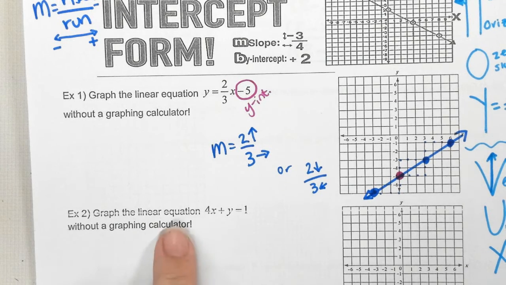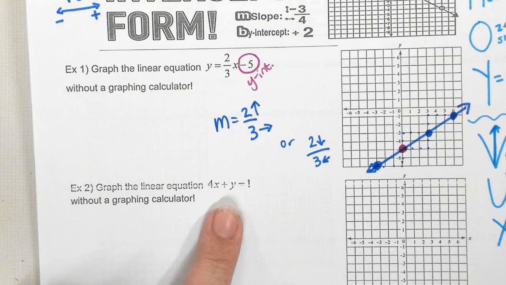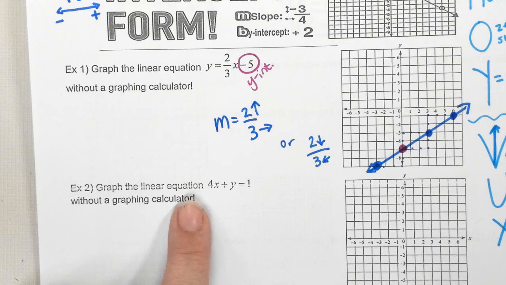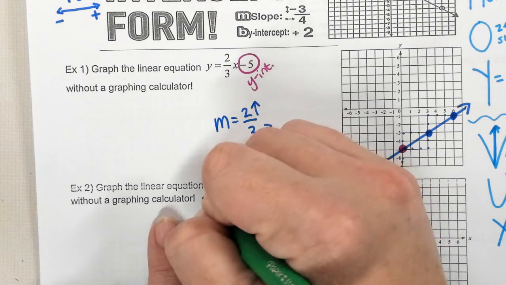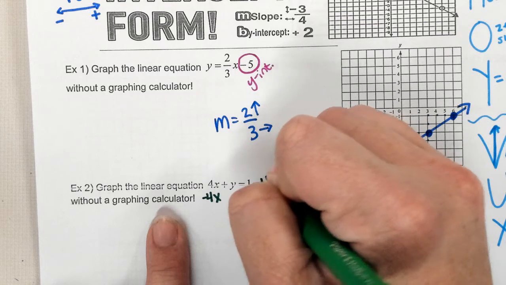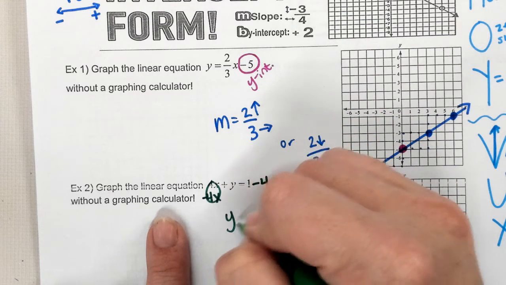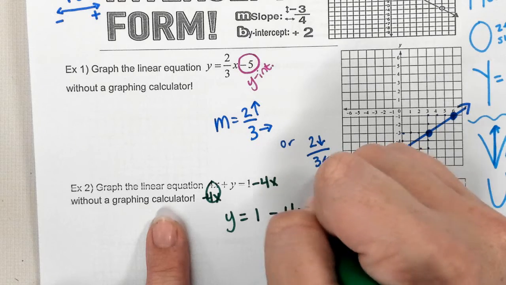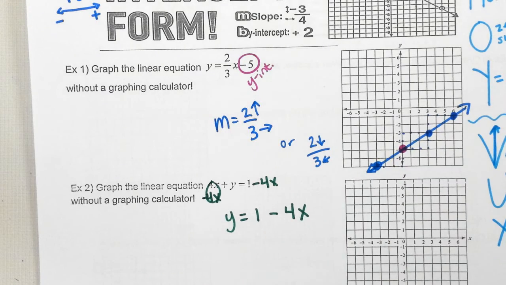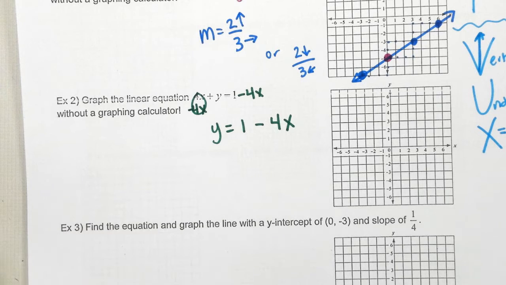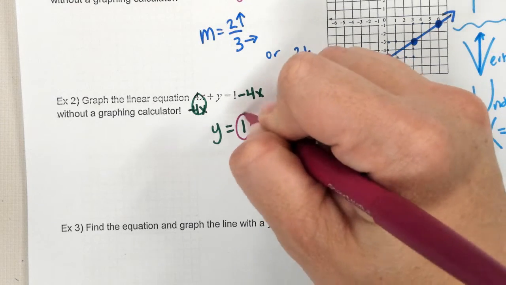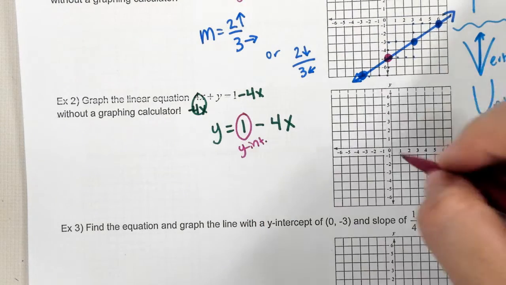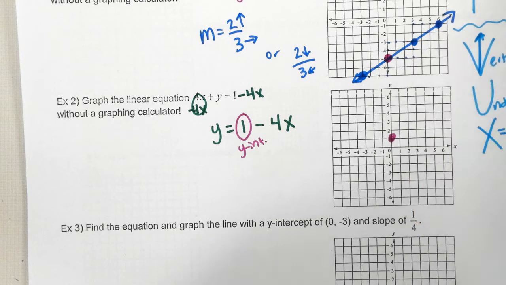Now this one says graph the linear equation 4x plus y equals 1, sorry. Is my y by itself? No, so I have to get the y by itself. What do I need to move? And how do I move the 4x? Minus 4x. So then I'm left with positive y equals 1 minus 4x. Now is y by itself? Yes, so now I can graph it with slope-intercept form. So what is my intercept? 1. So on my y-axis, I'm going to put a point at 1.